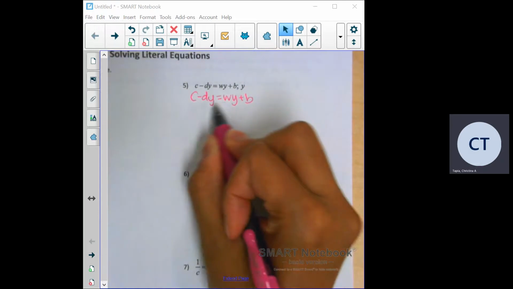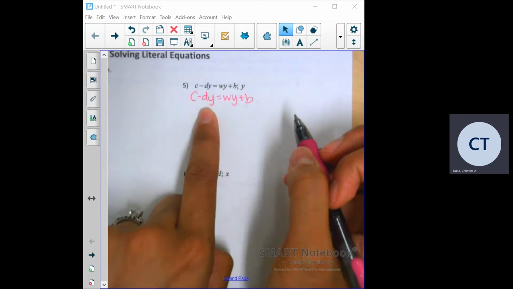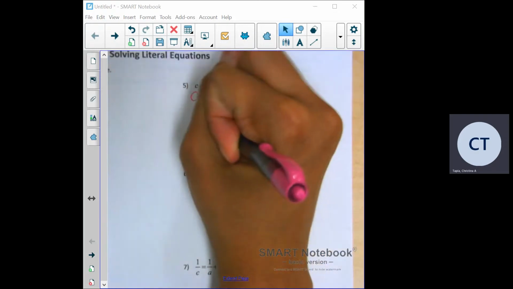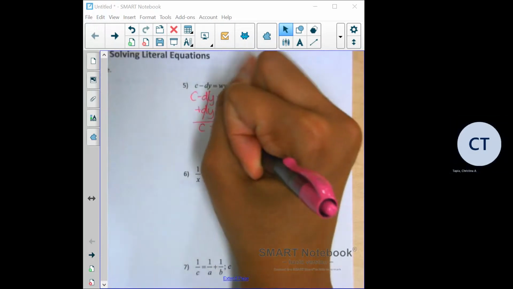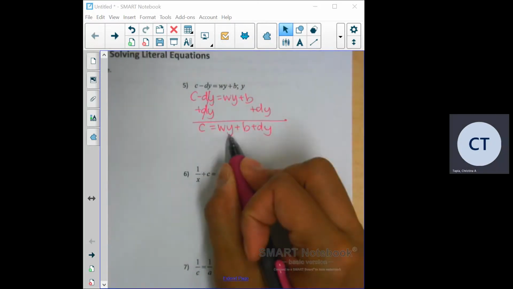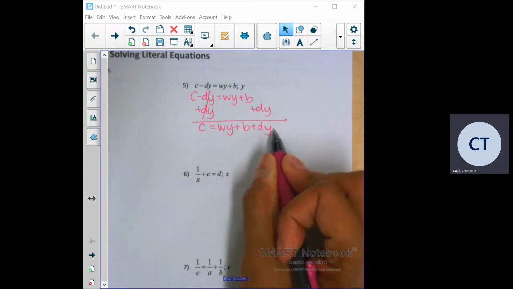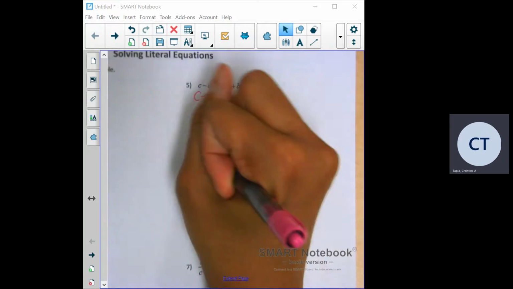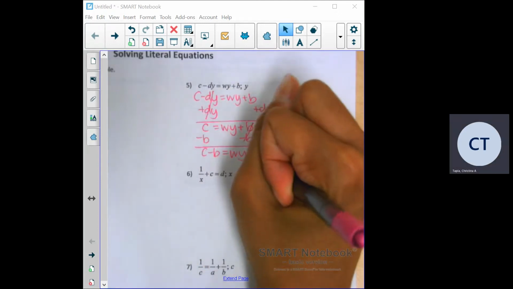And I at least want to get both of the y's on the same side of the equation. They're both being split up by this equal sign. So let's move either the dy over or the wy over. Since dy is negative, I'm just going to add dy to both sides because I like things to be positive, and I think you guys would probably agree. So wy plus b plus dy. Okay, I have 2 y's. I have b. Let's move this b to the left-hand side because I want all of the y's on one side and all of the c, or pretty much non-y's, on the other side. So we'll subtract b. So c minus b will equal wy plus dy.